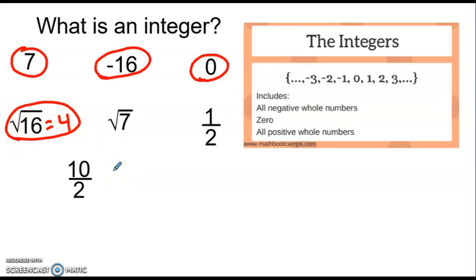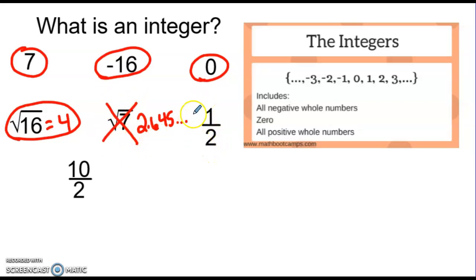All right, so let's check out the square root of 7. If you type the square root of 7 in your calculator, it's going to give you some weird decimal. It's going to be 2.645, on and on and on. This one is not a nice whole number, so it is not an integer. This one does not work.